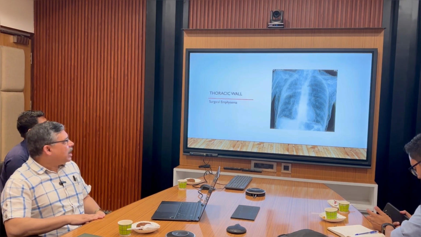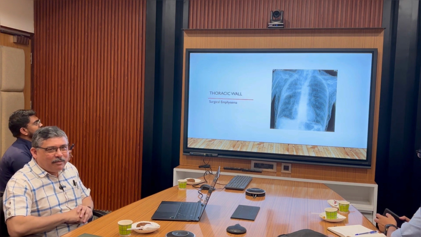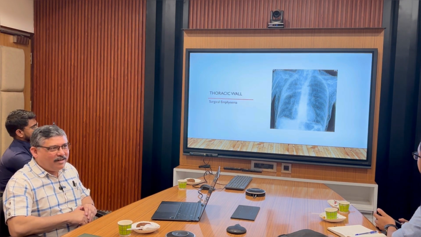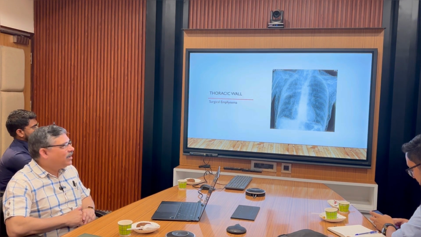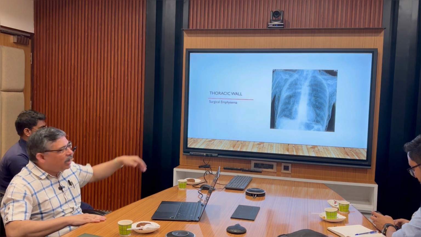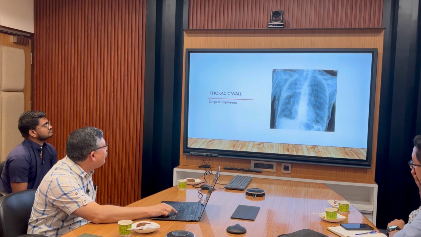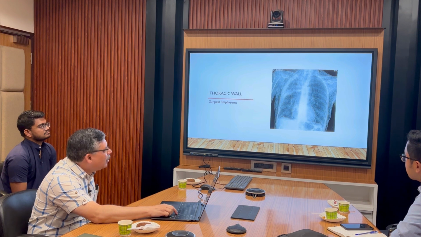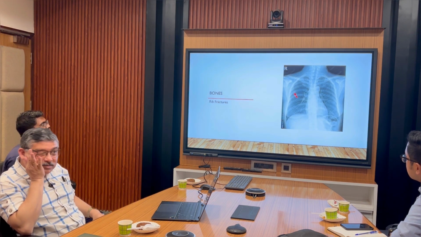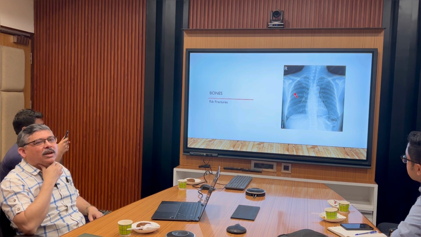So in the thoracic wall, this is how a surgical emphysema looks like in an X-ray. Everywhere there is air. In the thoracic wall there is air. So this is a surgical emphysema. So we have come up to the thoracic wall. Now let us go to the bone. There are many things that you see in the bone. Fracture is one which you see.